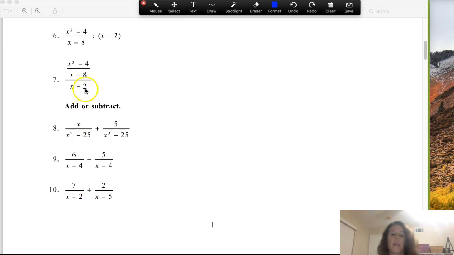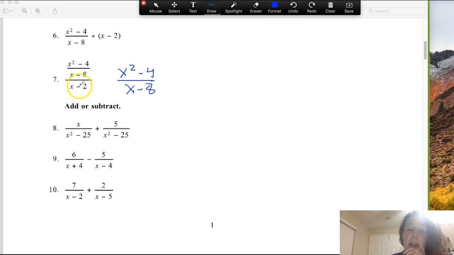Okay, guys, I just realized this is my bad, but these two are exactly the same problems, written a little differently. So let's make sure that you can do it in either form. This is a fraction divided by another term, so this would be a complex fraction. This would be this big fraction, x squared minus 4 over x minus 8, divided by this.